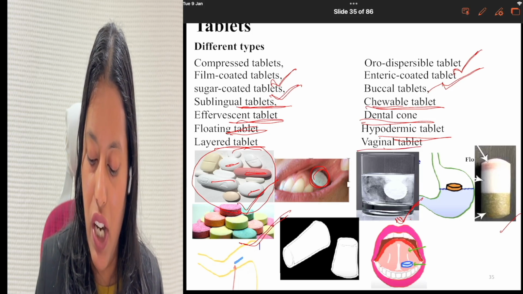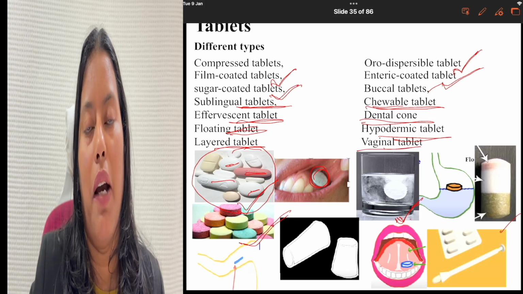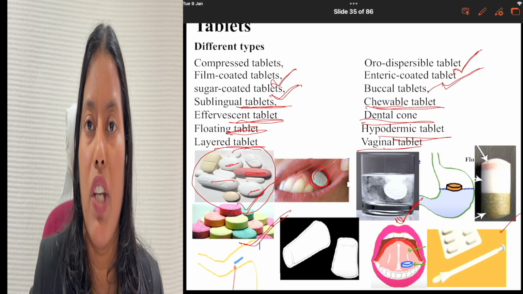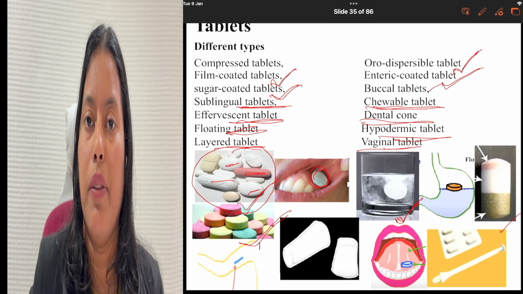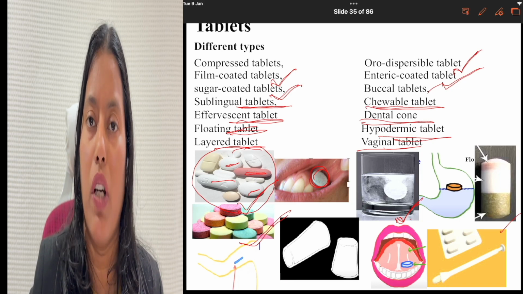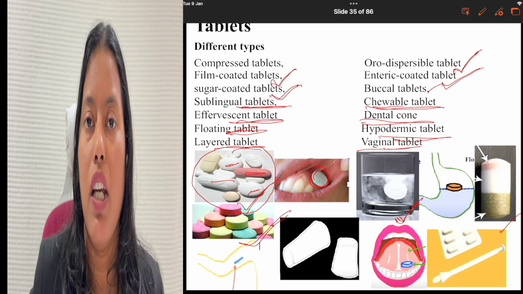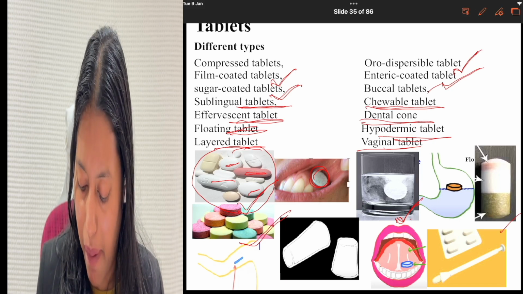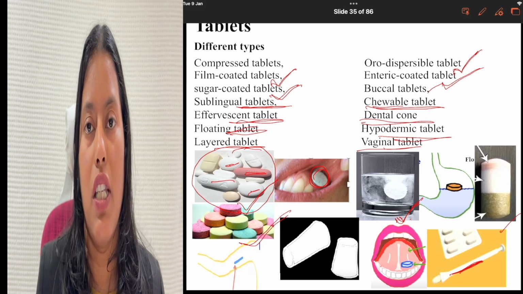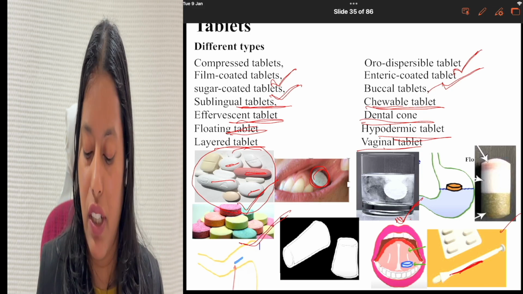Then you have the vaginal tablets. Vaginal tablets are simple compressed tablets which you place into the vaginal cavity for treatment of vaginal infection, or for localized action at that particular region. So it has an applicator, and with this applicator you place the tablet into the vaginal cavity.